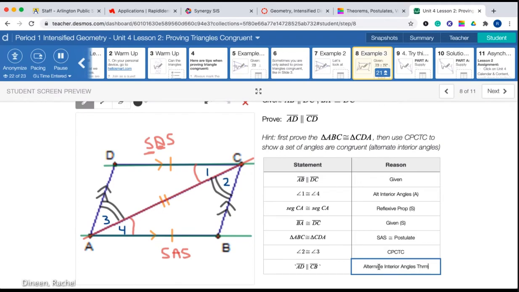It's actually the converse, but I don't mark off if you write the converse or not.